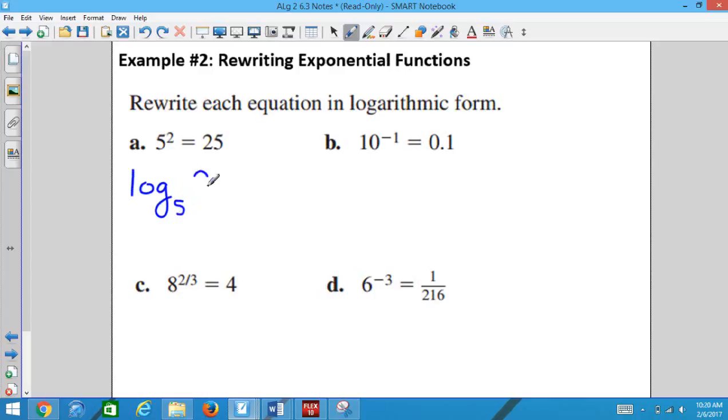And then that is of 25, and it always equals the exponent. Log always equals the exponent. So I know that the 2 goes on the other side of the equal sign. You could do the swirly method again. Log base 5 of 25 equals 2.